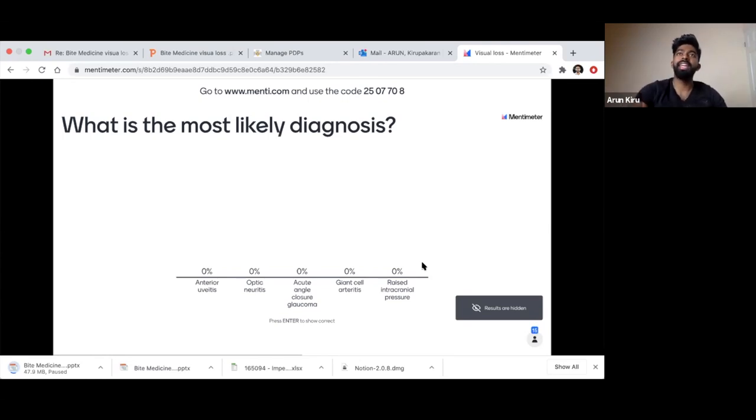So you've got pain, reduced vision, vomited twice, the pupil is dilated. What do you think? 5 more seconds.